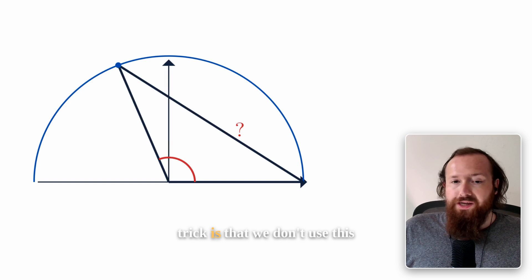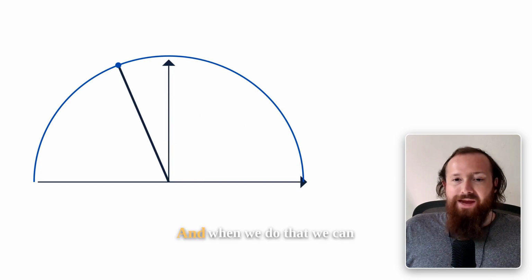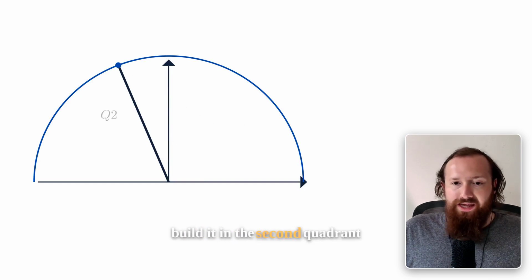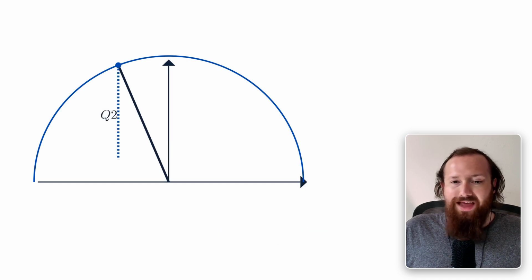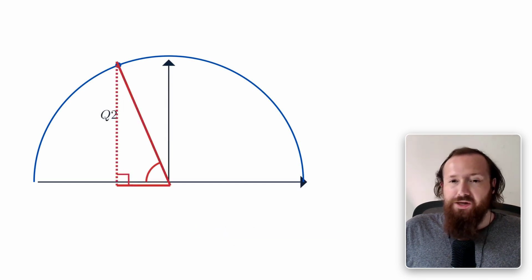Or does it? The trick is that we don't use this angle to build the right triangle. We use something called the reference angle. And when we do that, we can build it in the second quadrant by just dropping a line straight down and using this reference angle for the right triangle. And that works for the entire second quadrant.